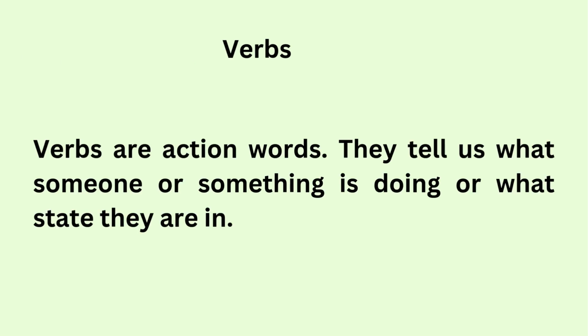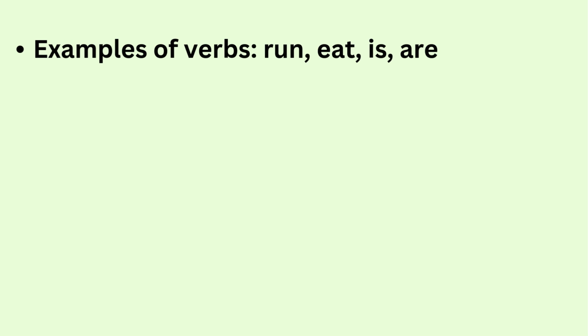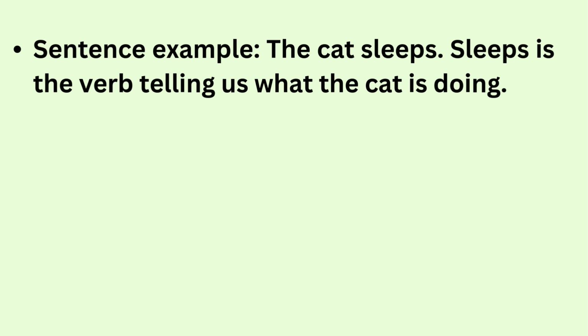Verbs are action words. They tell us what someone or something is doing or what state they are in. Examples of verbs: run, eat, is, are. Sentence example: the cat sleeps. Sleeps is the verb telling us what the cat is doing.